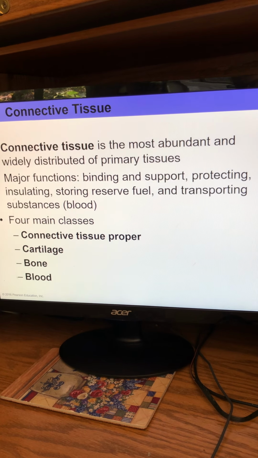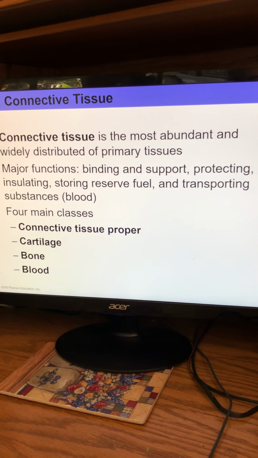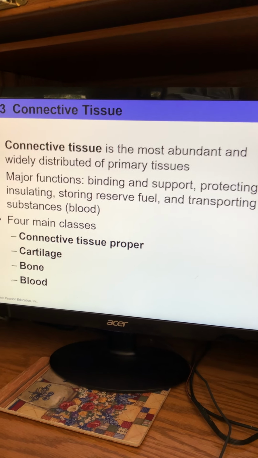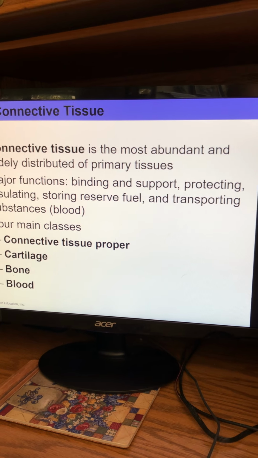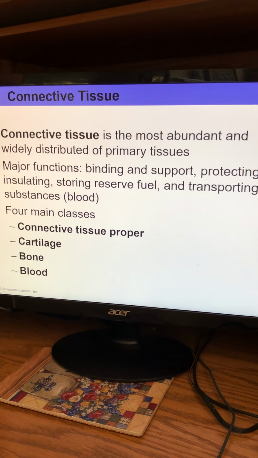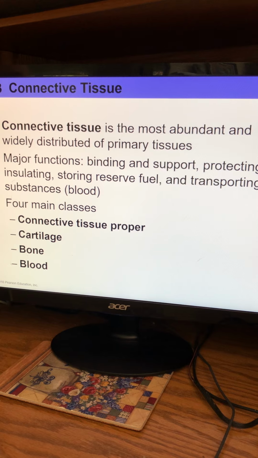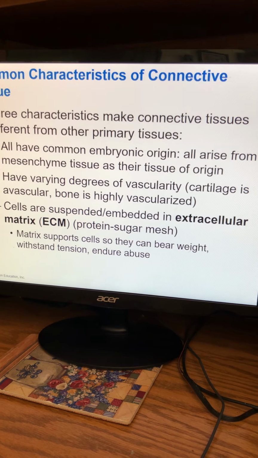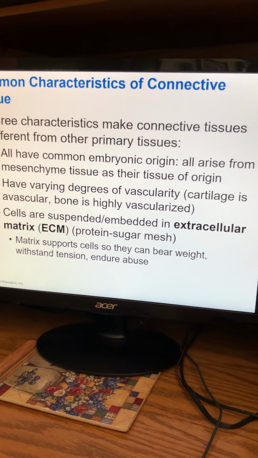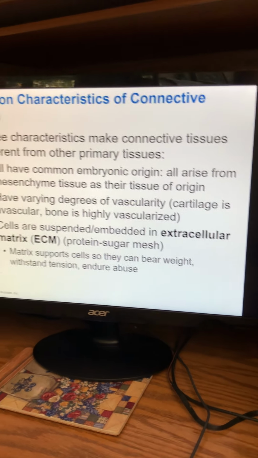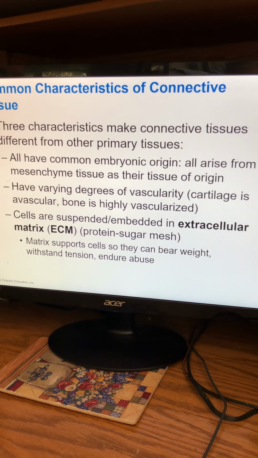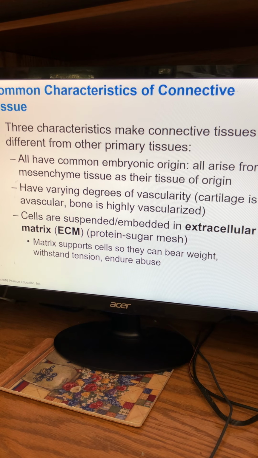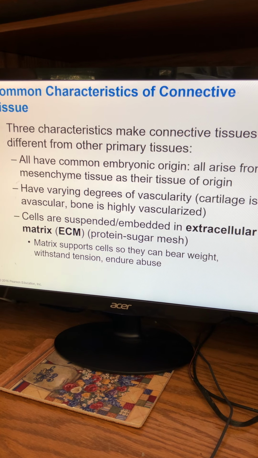And the 4 types are going to be connective tissue proper, that I'll explain in a few seconds, cartilage, bone, and blood. So if you look at that, you're going to think, why is blood in with things that are bone and cartilage and stuff that's going to be making up connective tissue proper? The reason for that is it all comes from a common embryonic origin, which is called mesenchyme. So because blood meets that criteria, it is going to be one of the ones included into the types of connective tissue.